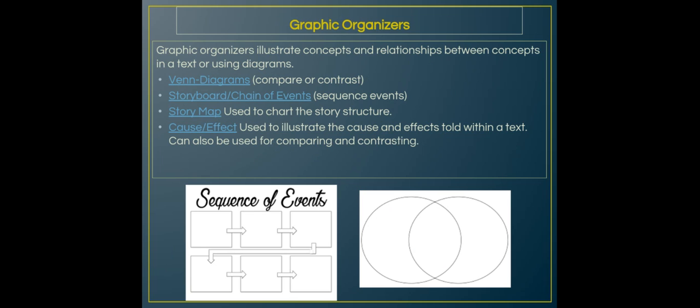So a Venn diagram you use to compare or contrast information from two sources. You have a storyboard or a chain of events to sequence. A story map can be used to chart the story structure. They can be organized into fiction or nonfiction texts. For example, defining characters, settings, events, problems, and resolution in a fiction story. But in a nonfiction story, the main idea and details would be identified. And finally, cause and effect, my personal favorite. Used to illustrate the causes and effects within a text. Easy enough. But you can also use these for comparing and contrasting or for showing the changes and continuities in a certain historical time period.